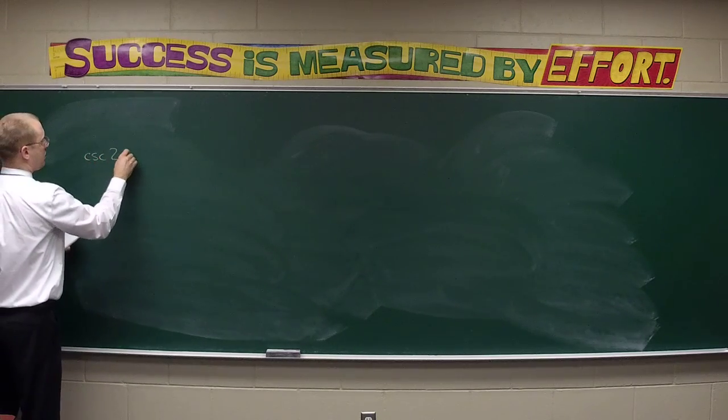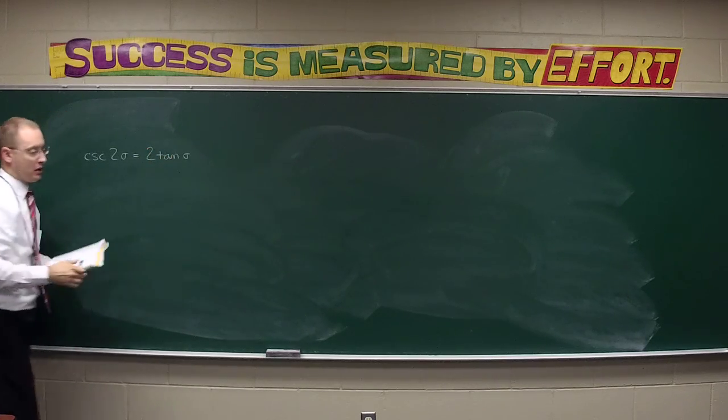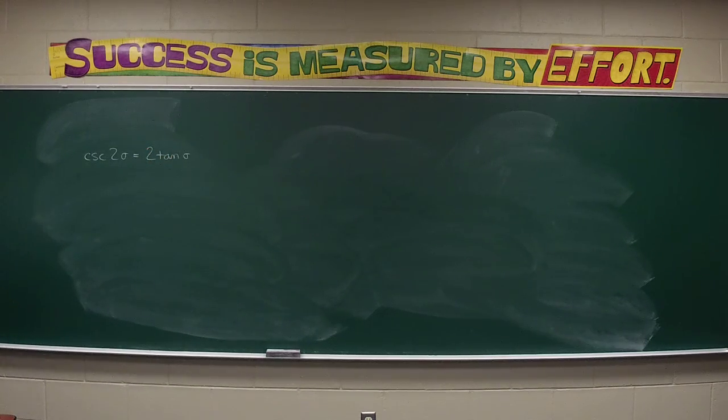We've got cosecant 2 sigma equals 2 tangent sigma. Oh yeah, so 1 over 2 sine sigma cosine sigma. Good. Like how he just bails out, using just this angle instead of the Greek letter. It works.